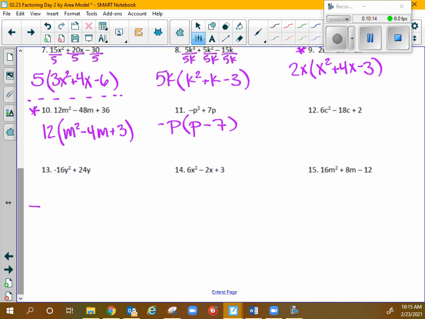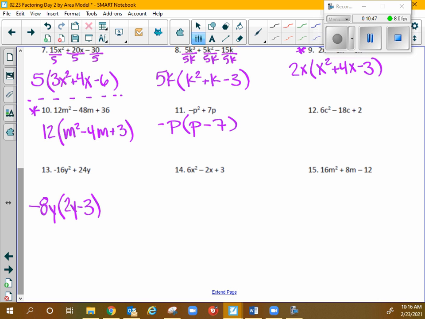If I factored out the negative on number 13, I factor out a negative, what does 16 and 24 have in common? 8. Can I factor out any variables? Y. So negative 8y, what would be left in? No, 2y. 2y minus 3. Very good.